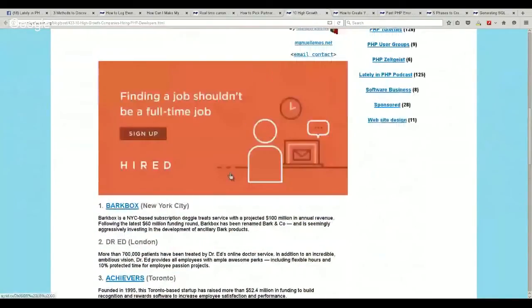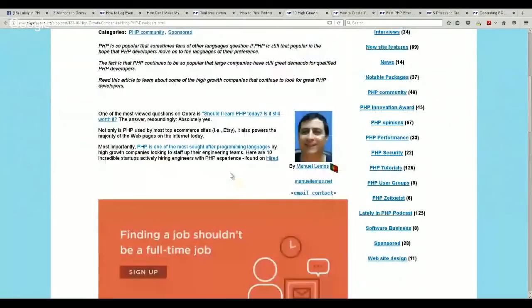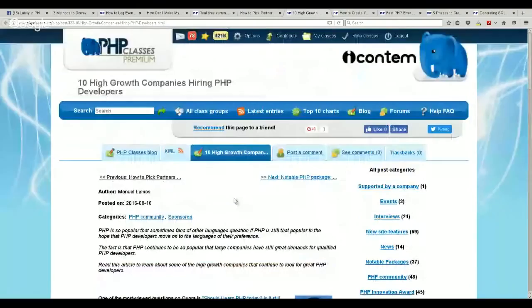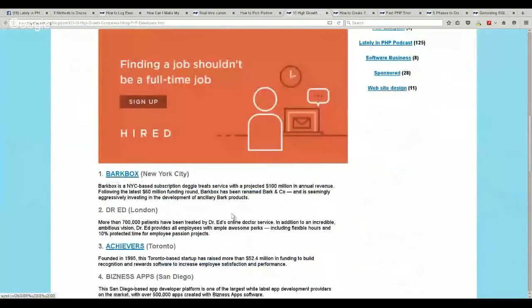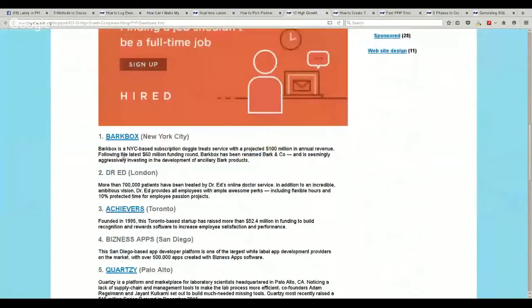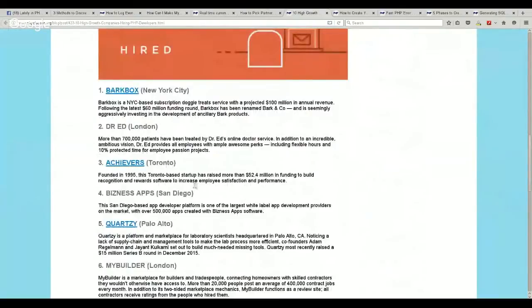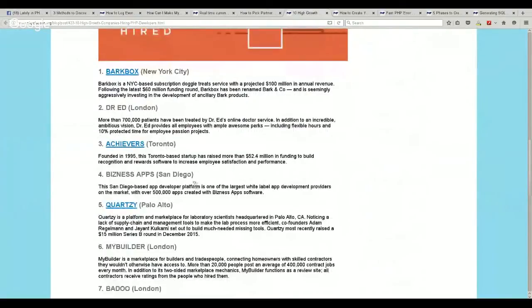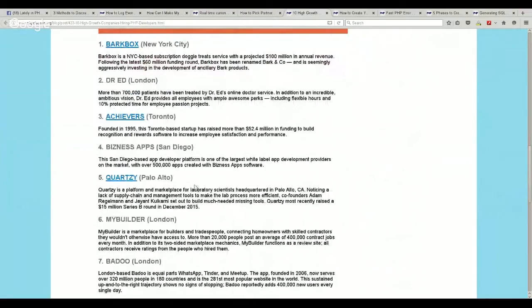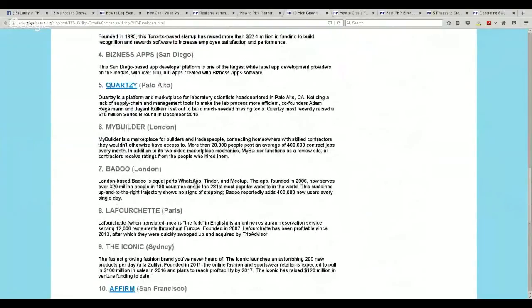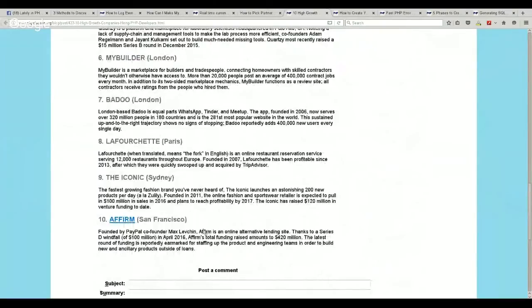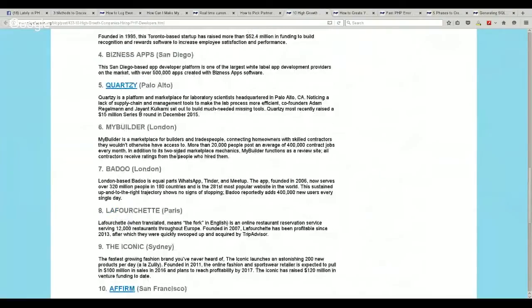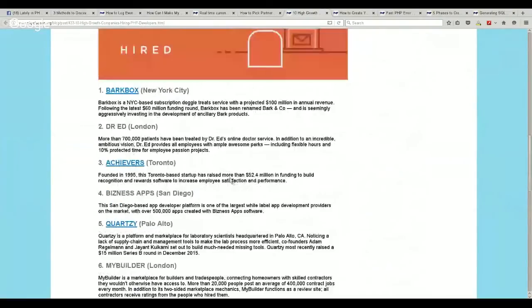So in this article, they mention 10 high-growth companies that are hiring PHP developers. It is basically a list mostly of startups that are hiring PHP developers. If you have a great interest in being hired by one of these companies, they are all around the world, like the United States, Australia, France, United Kingdom, Canada.